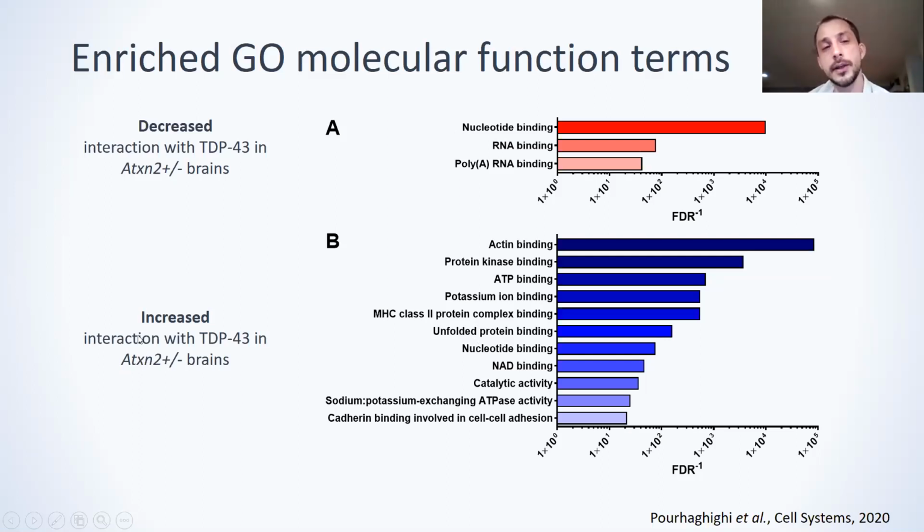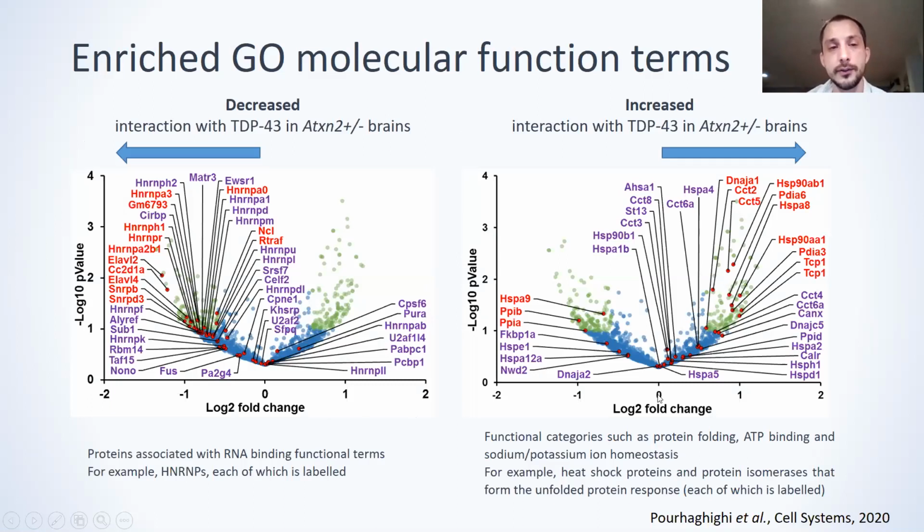And so I've labeled classes of proteins in the volcano plots, as you can see here. It's a bit busy, but generally you can see that a lot of the proteins that are annotated as RNA binding with RNA binding functional terms, such as the hnRNPs, show decreased interaction with TDP43 in the ataxin knockdown protected brains. Whereas here, these are functional categories associated with protein folding and ATP binding. Here are some heat shock proteins, for example, and the majority of these show increased interaction with the pathogenic TDP43 in the protected brains.